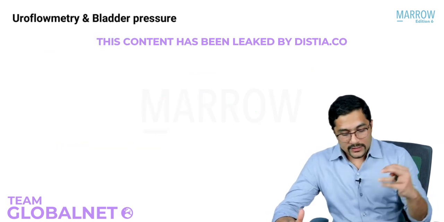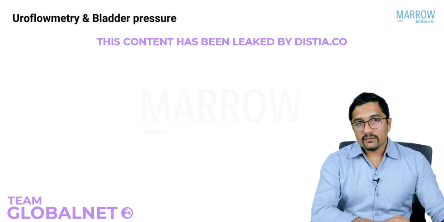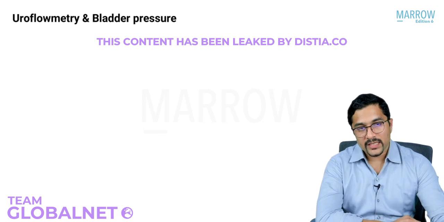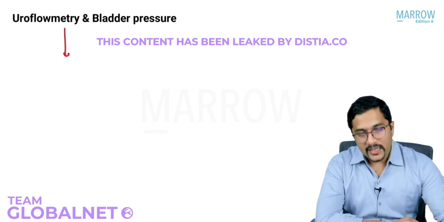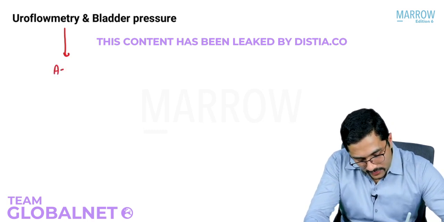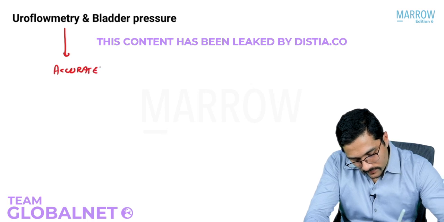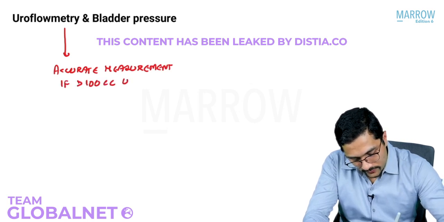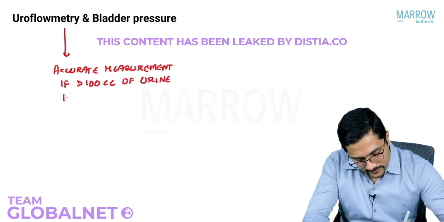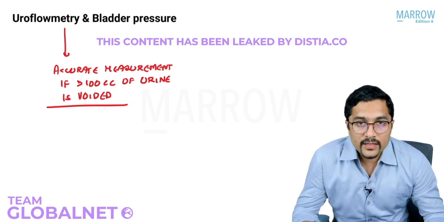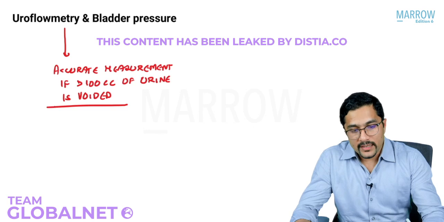Now, once you've done this, when you're doing a workup of these patients, you can even carry out a uroflowmetry and bladder pressure measurement. So uroflowmetry basically tells us about the urine flow rate. And accurate measurement can only be done if more than 100 cc of urine is voided. Otherwise, we don't get an accurate measurement in these patients.